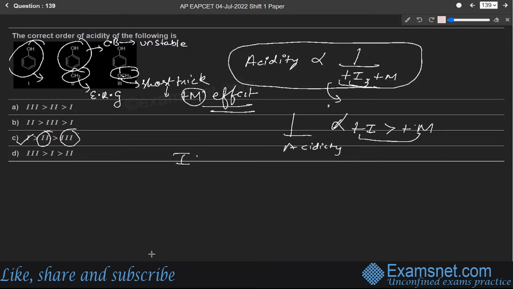So phenol would have the higher acidity, and then this comes to the CH3 group and then the methoxy group.